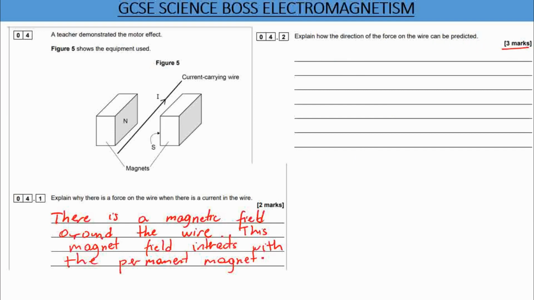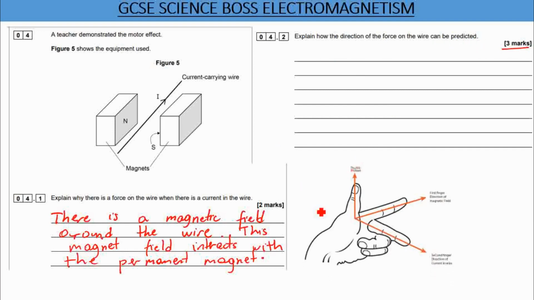3 marks. So how can we predict the direction of the force? We have to use Fleming's left-hand rule. You're going to use Fleming's left-hand rule. Okay, but obviously that's not going to be enough to give us 3 marks. So when you use Fleming's left-hand rule, you're going to have to then explain Fleming's left-hand rule.